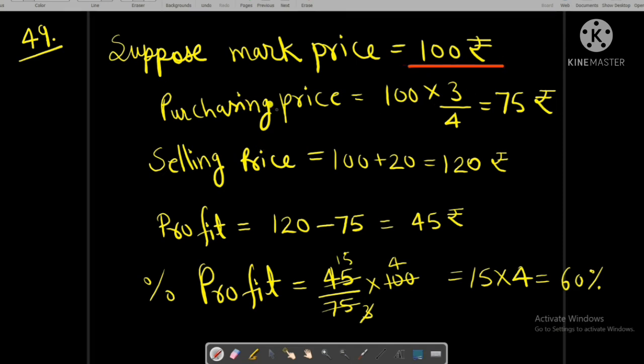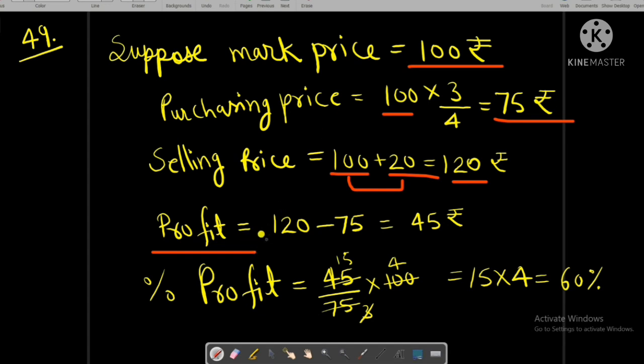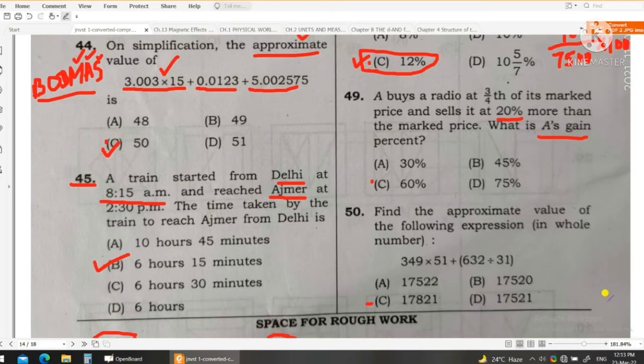So this question I have shown you here. सपोज हमने मार्क प्राइस मान लिया 100 रुपीज, परचेजिंग प्राइस हो जाएगा इसका 100 इंटू 3/4 that is equal to 75 rupees. Now the selling price is 20% more than that of marked price, सो 100 का 20% 20 रुपीज होगा. So the total selling price becomes 100 plus 20, that is 120. Now how to calculate profit? Profit is equal to selling price minus purchasing price, that is equal to 45 rupees. Percentage profit calculate करने के लिए 45 divided by 75 into 100 and then you can simplify it. You will get the answer as 60%. That is the answer of this question. So here answer is C, option C.